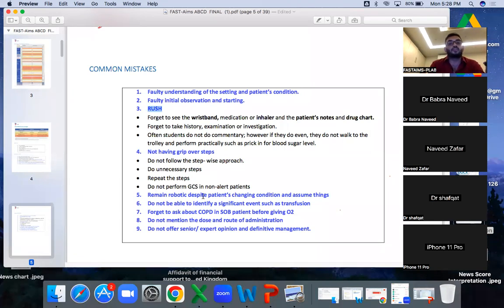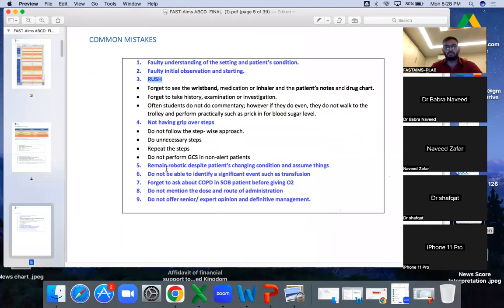Sometimes people do not perform GCS in a non-alert patient because of the rush, because you do not have the grip. I'm going to talk about that later. Similarly, people remain robotic. This is the biggest error people make. I will tell you in all my lectures again and again. You have quite often heard people say this station was quite good, but I don't know why I failed. Because they have done that station so repeatedly and they have mugged up every step. However, when small changes are made, they are unable to identify those changes and they keep saying what they want to say. So this is one of the biggest errors, remaining robotic.